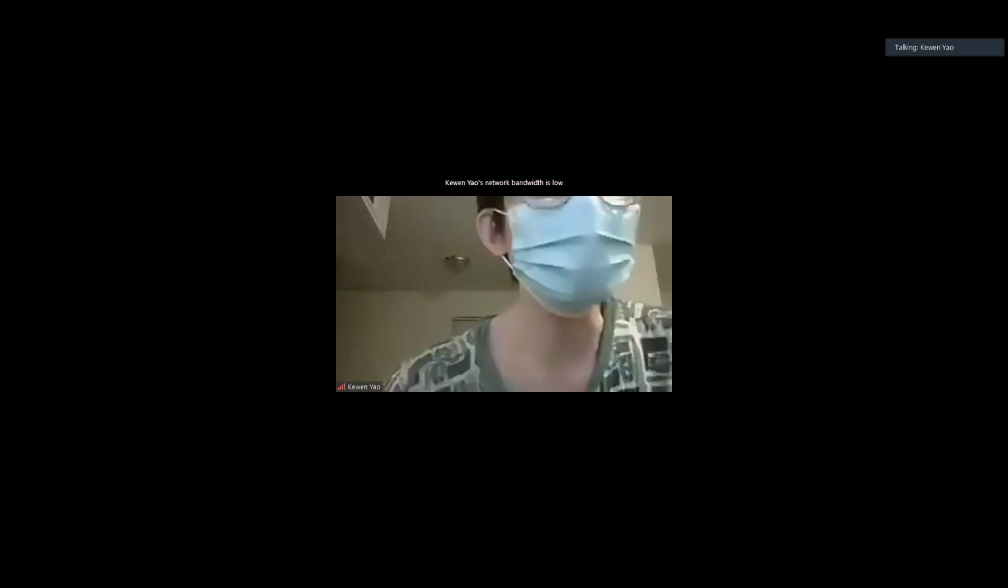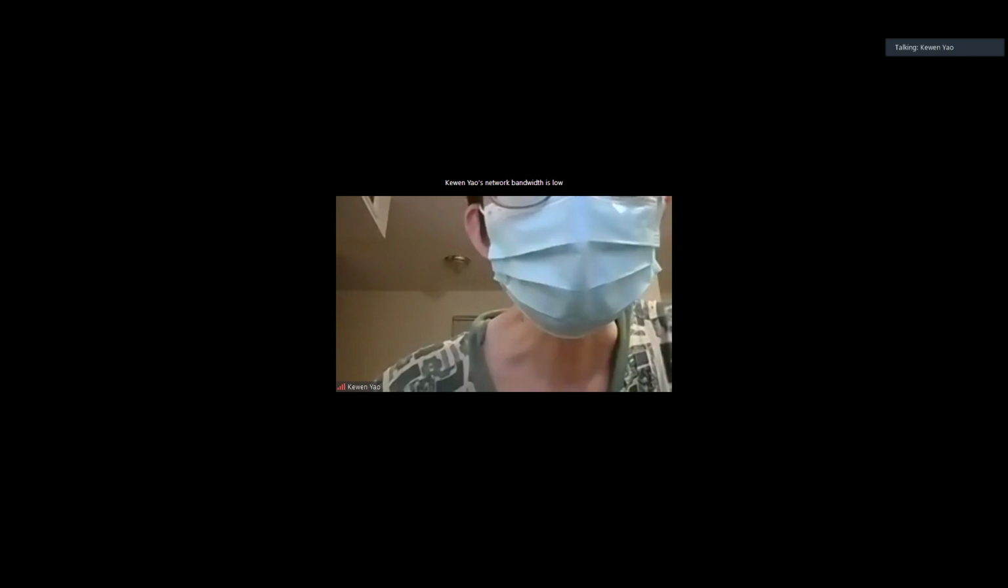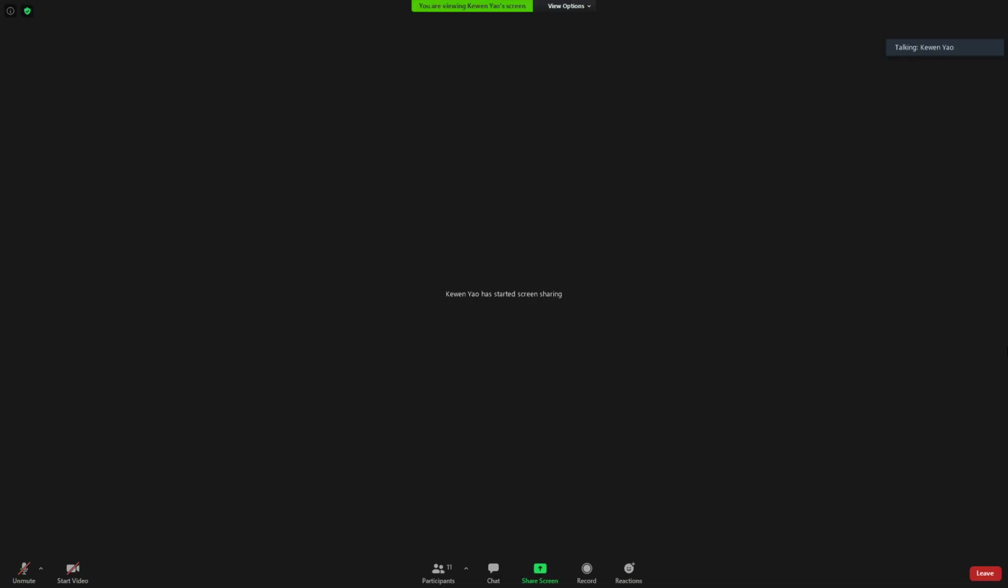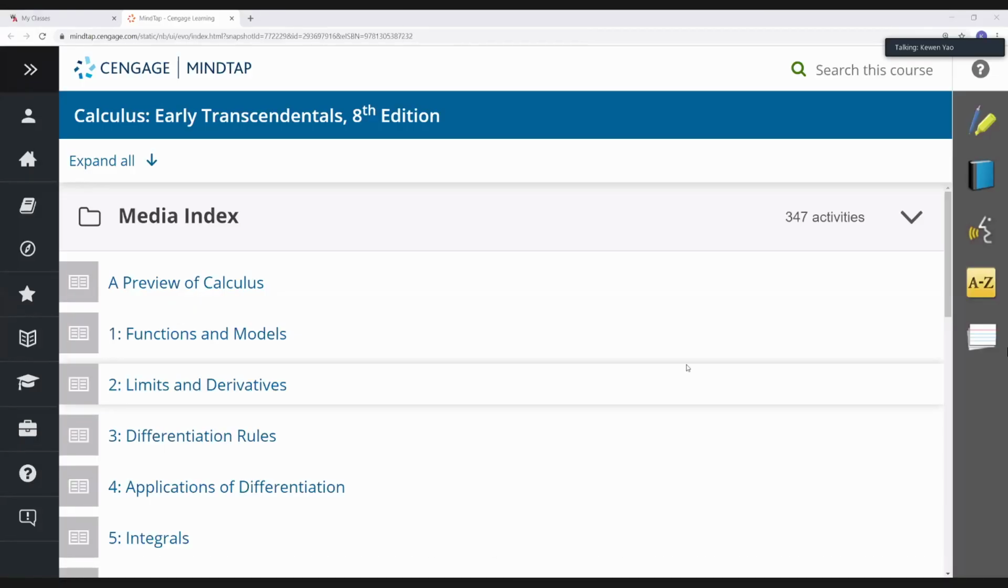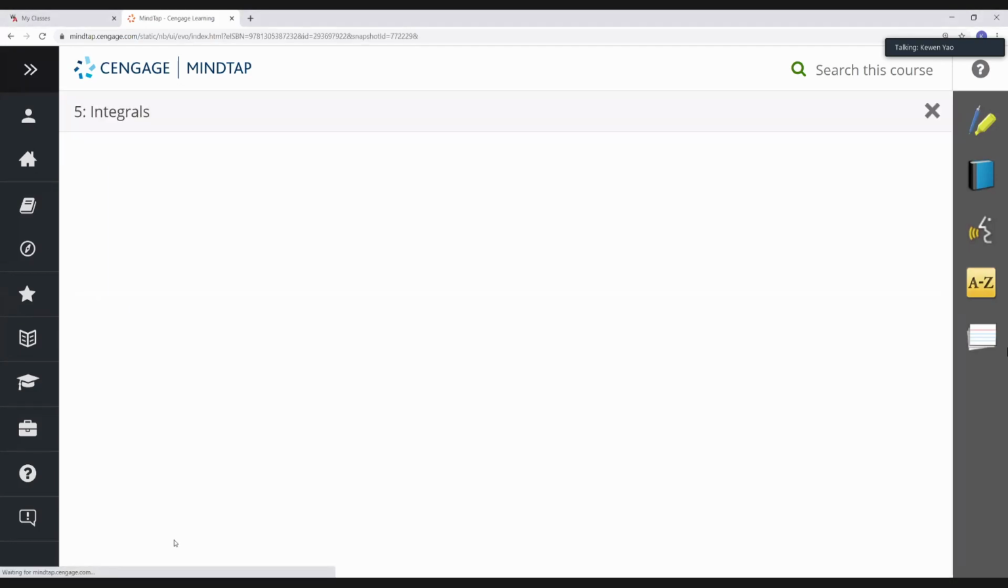Now let me share the screen. Okay, share the screen. Okay, you can see the screen, right? Now we are in chapter 5. You can see the screen, right? Now we are in section 5.2, at least I think.